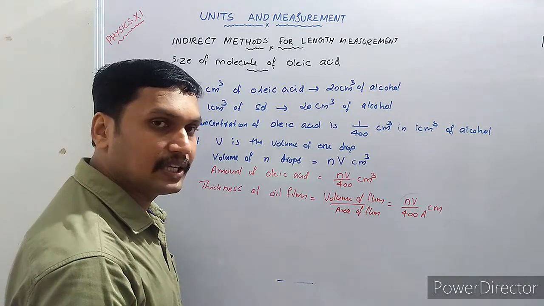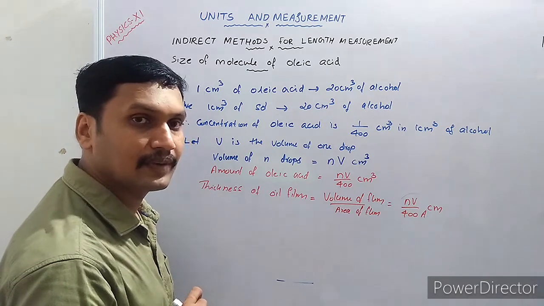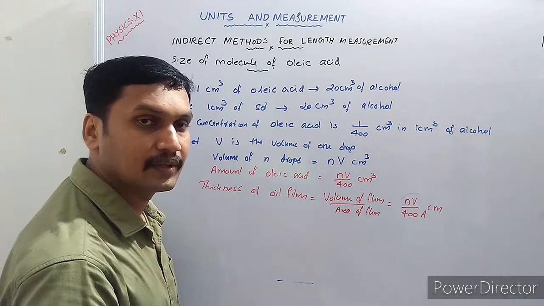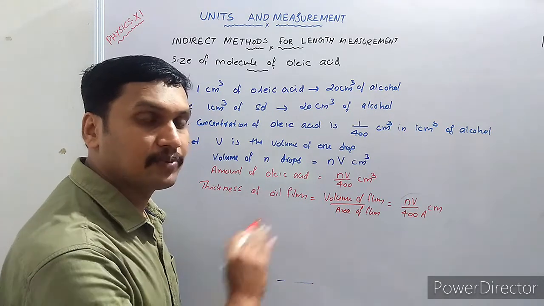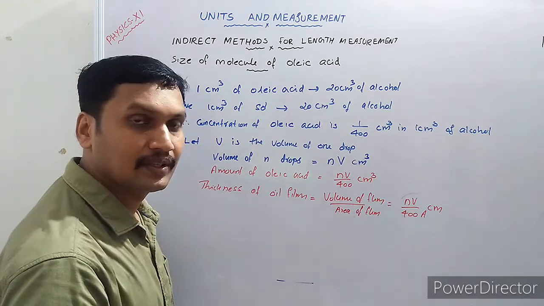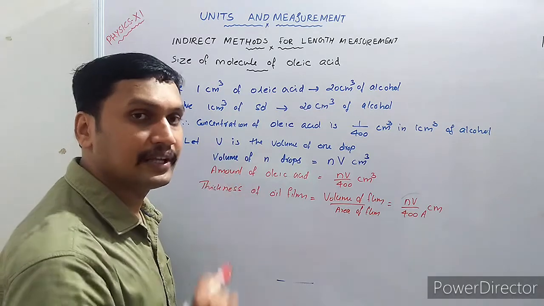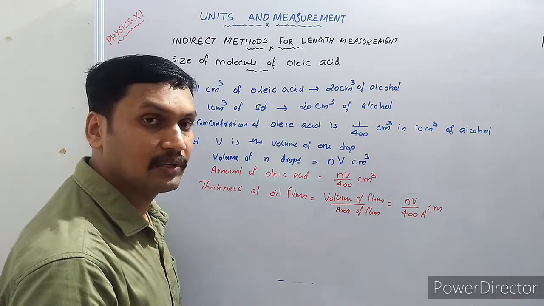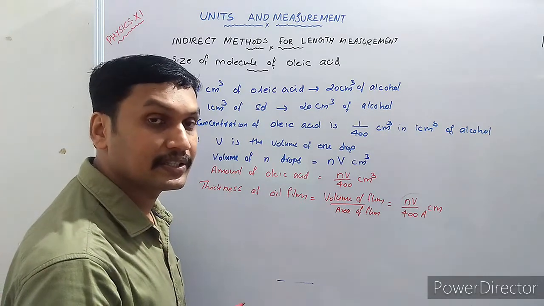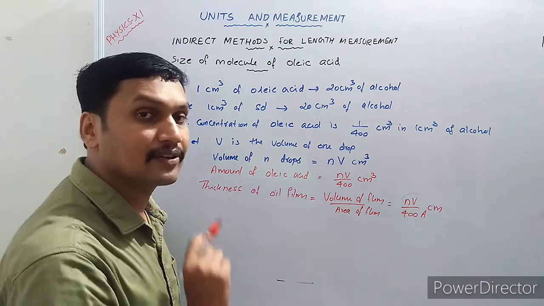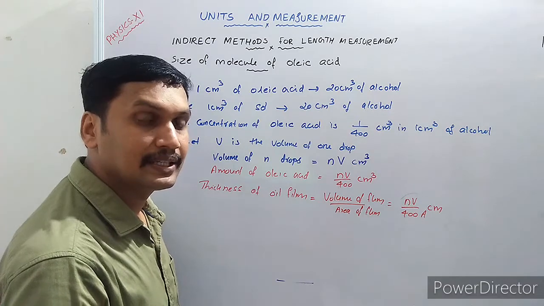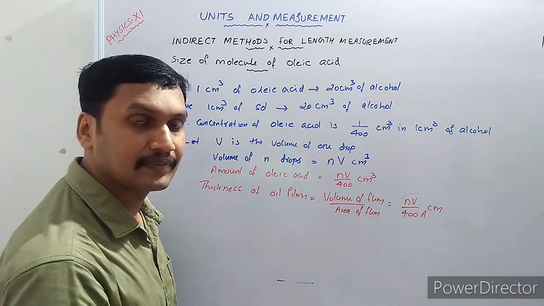After that, we take a few drops of such a solution and pour them into water taken in a trough. Immediately after pouring, this solution will spread over the water surface, forming a very thin layer. That layer is actually a monomolecular layer of oleic acid. It means it is in the order of the size of the molecules. The thickness of that layer is approximately the size of the oleic acid molecule.